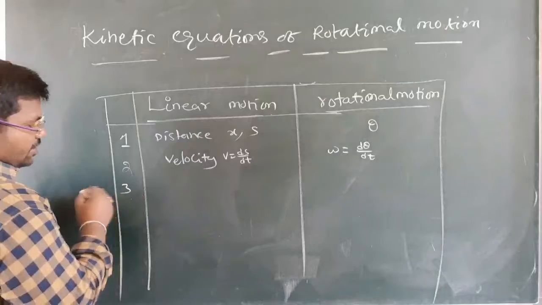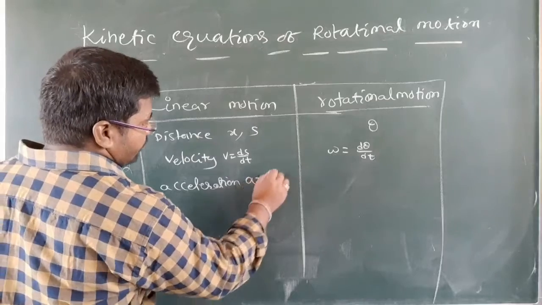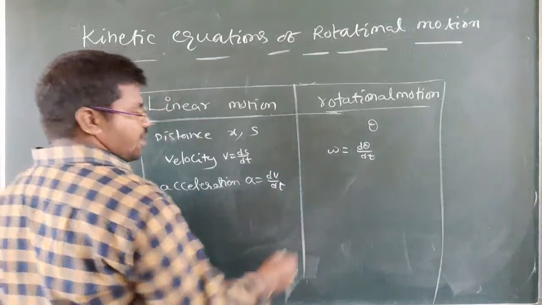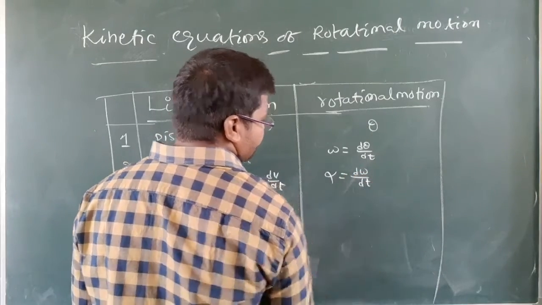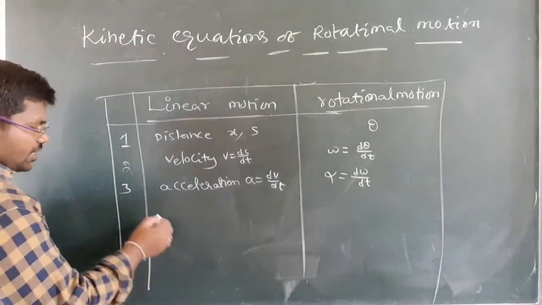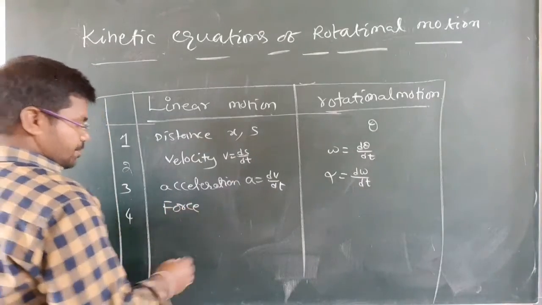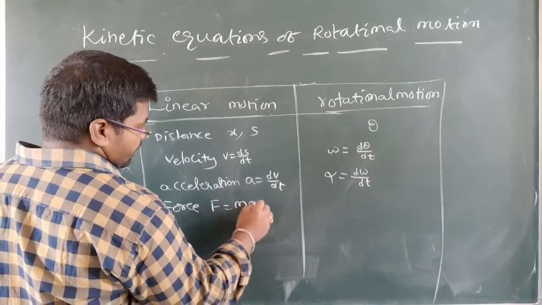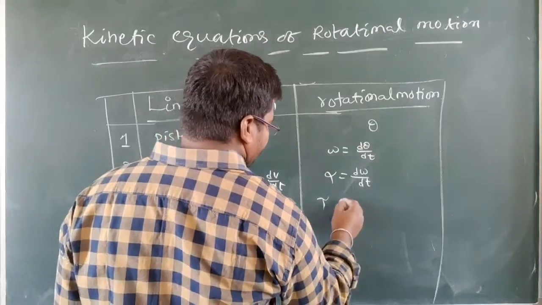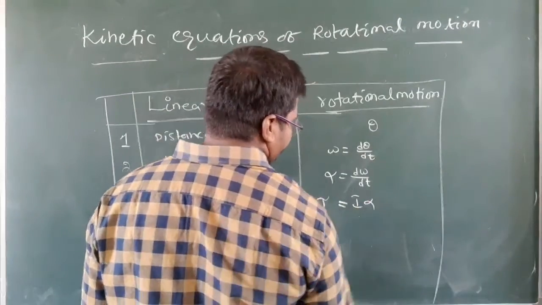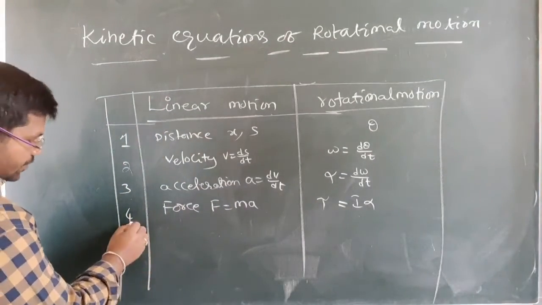Okay, so next third one, acceleration: a is equal to dv by dt. Here alpha, angular acceleration, is d omega by dt. Understand? Fourth one, force: F is equal to ma. Here torque, tau is equal to I alpha. Understand that, children?